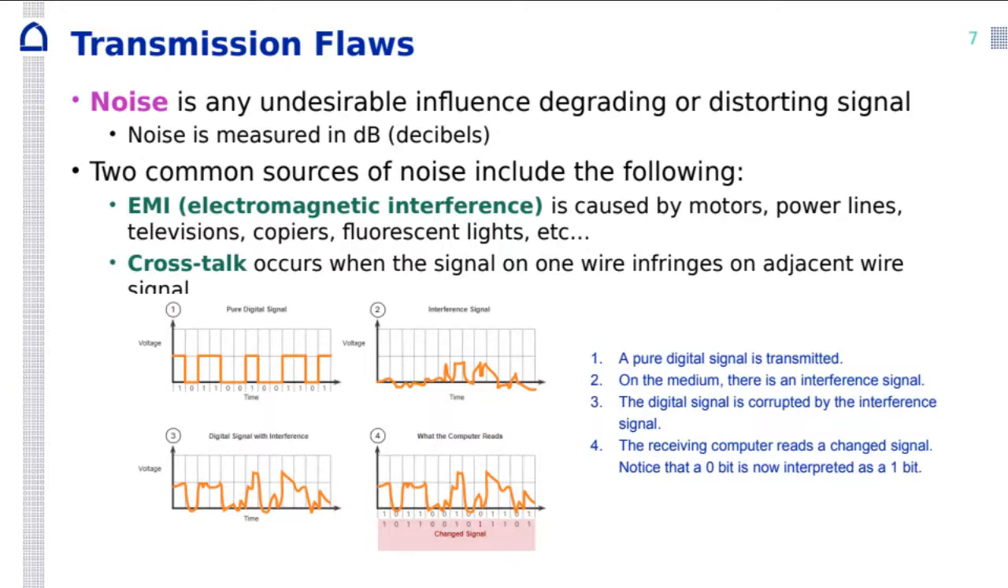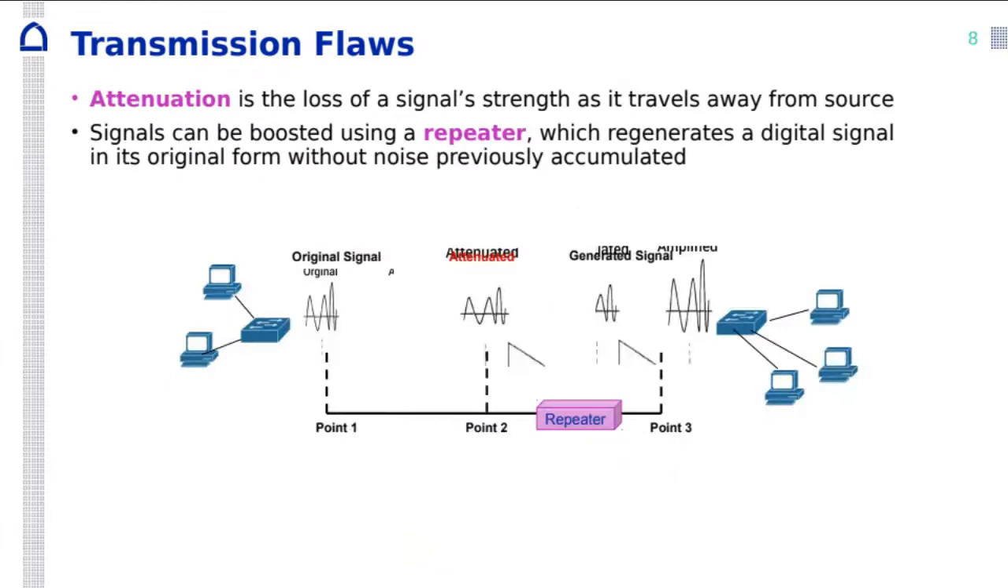So here we have, number one, a pure digital signal. Because of the interference, we get some noise. When the signal arrives at the receiver, some bits are lost because of the noise. So nobody likes noise.